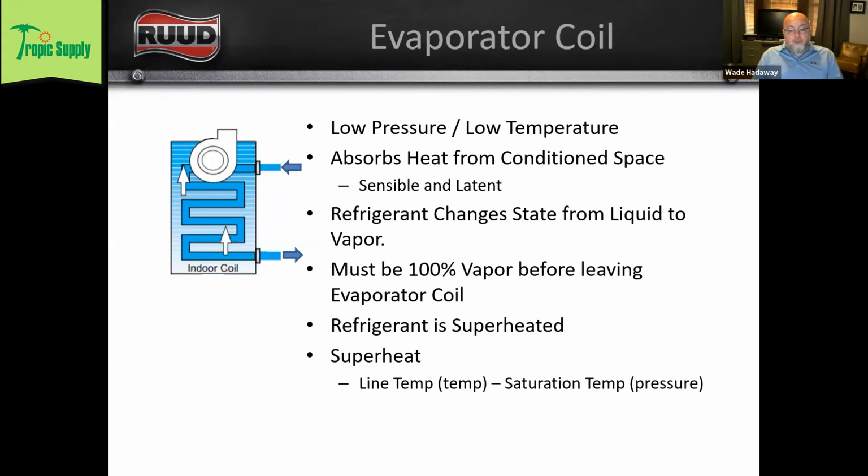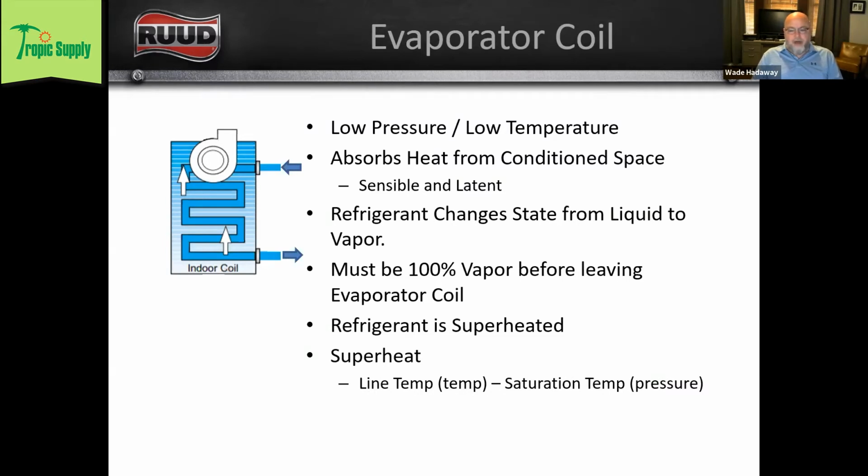So superheat is really the first thing it tells us is that we know we don't have any liquid, because the refrigerant cannot be superheated if there's any liquid refrigerant left in there. It has to be 100% vapor before it can be considered to be superheated. And a sort of simple definition of superheat is that the refrigerant is warmer than its saturation temperature.